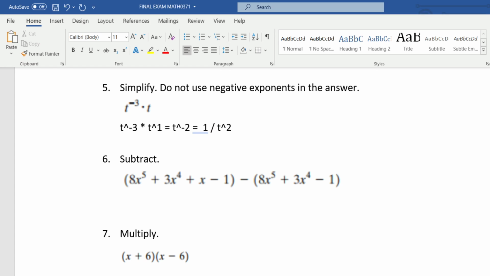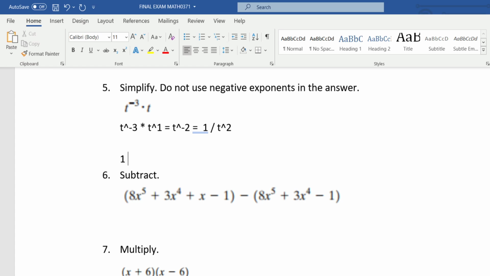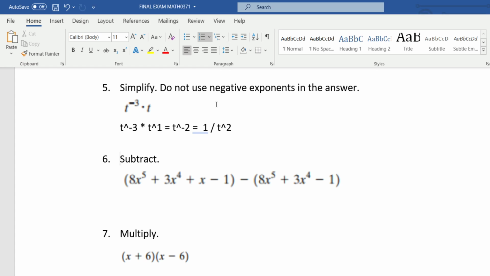So this works in reverse as well. Say you started off with t to the minus 2 on the bottom. If you wanted to make this positive, you have to move it to the top of the fraction bar. So you just move it to the top and then make it positive. So you just have t to the second over 1, which is just t to the second. Okay, but that's not related to the problem. That's just an example to show you it works both ways. So this is the answer to the problem.